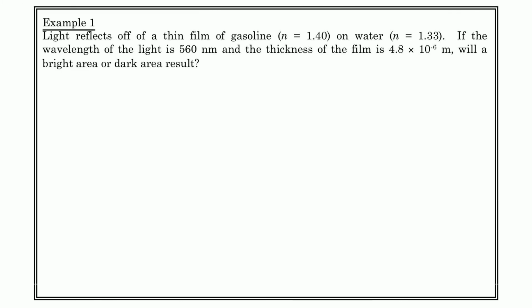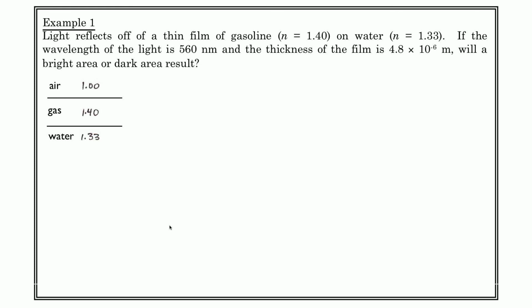Okay, so here's example 1. Light reflects off of a thin film of gasoline, n is equal to 1.40, and it's sitting on top of water, which is n equals 1.33. If the wavelength of the light is 560 nanometers and the thickness of the film is 4.8 times 10 to the minus 6 meters, do you see constructive or destructive interference? All right, so let's draw a little diagram. I've got air, then I've got my thin film of gasoline, and it's sitting on top of water.